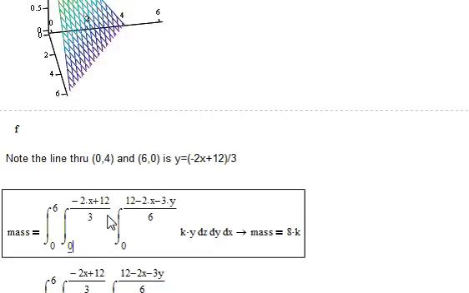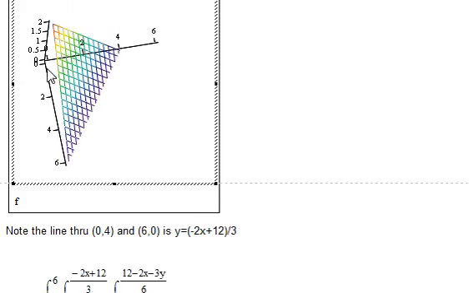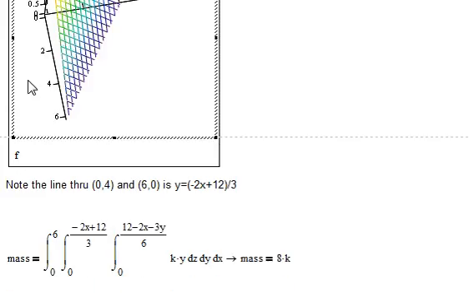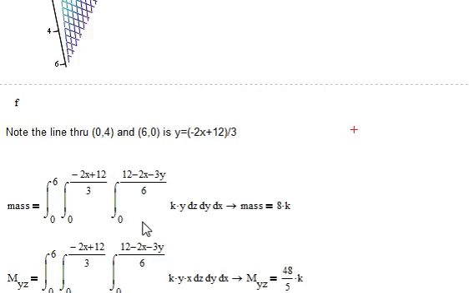Y going from 0 to this means, if we draw stripes across this region, we'd hit at the top and stop at y equals 0. That's the x-axis. That's all done in the xy plane. And then x would go from 0 to 6. So that's pretty straightforward.